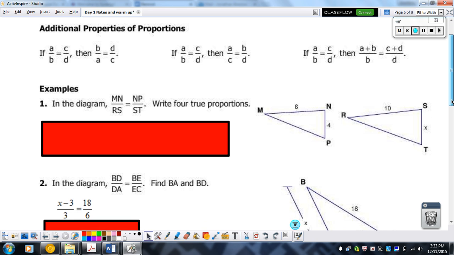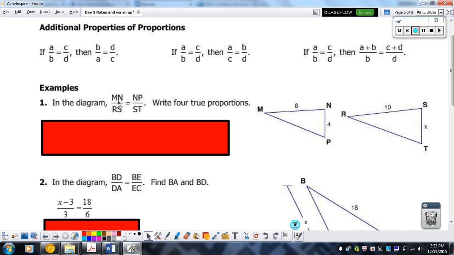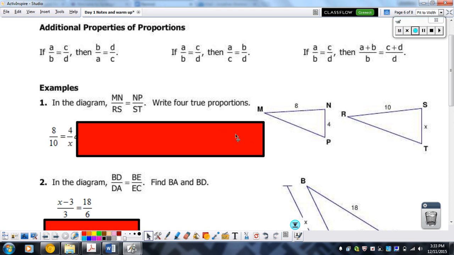So using those proportions, if we were to tell you that mn over rs equals np over st, and we're looking at these diagrams, and we want to write 4 true proportions, proportion number 1, you just substitute in what you have. So we can see mn is 8, rs is 10, np is 4, and st is x.